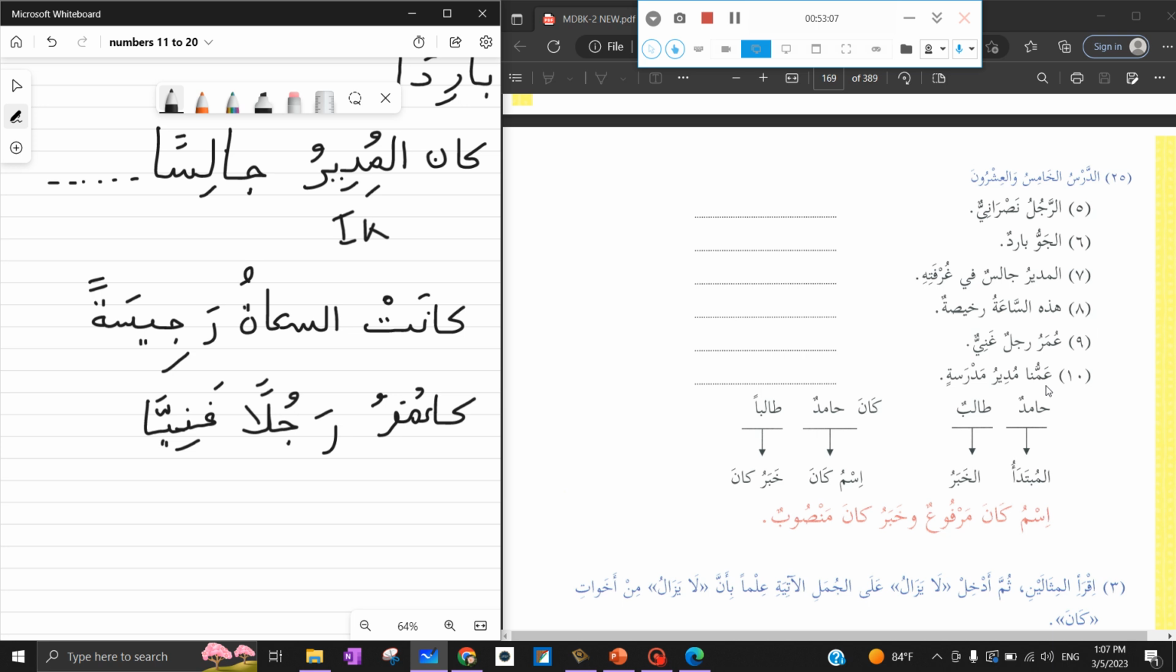So how will you write? My uncle was a mudir or the principal of a school. So you will translate mudiru madrasatin as principal of a school, not the school, because this is nakira. So you will translate as a school. So you will write kana ammuna.